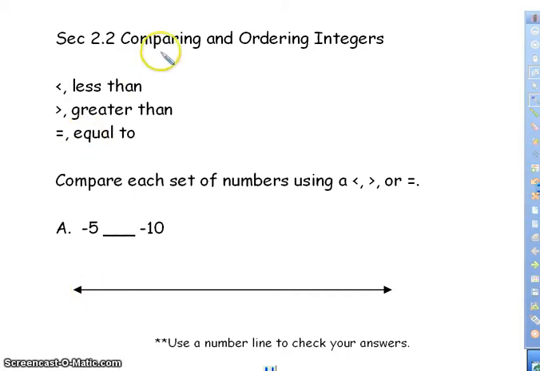So today we're going to be comparing and ordering integers. When we compare our integers, we're using less than, greater than, or equal to.